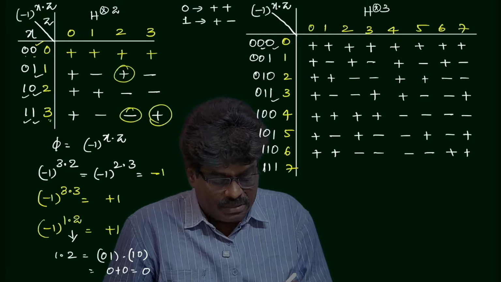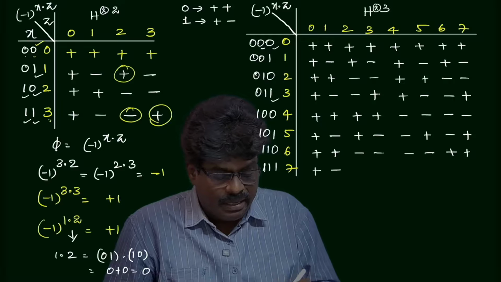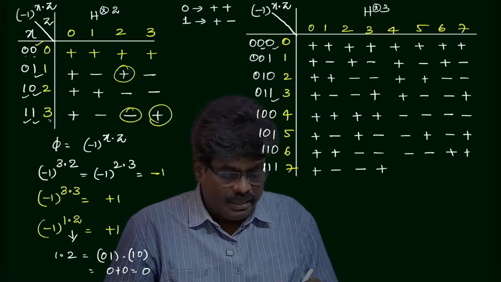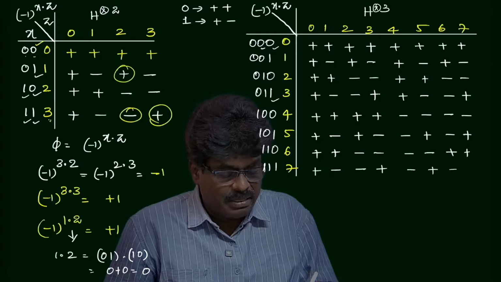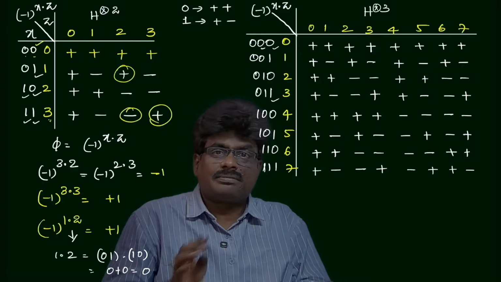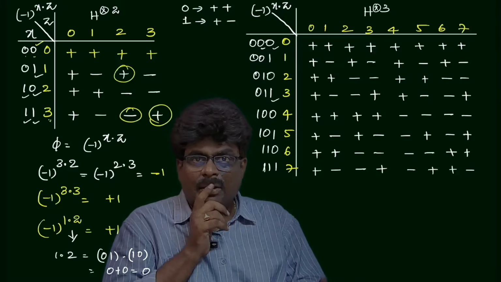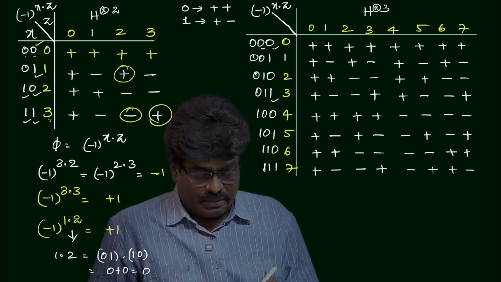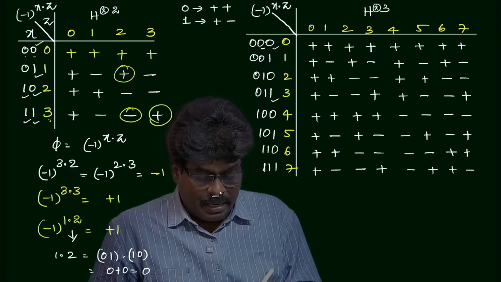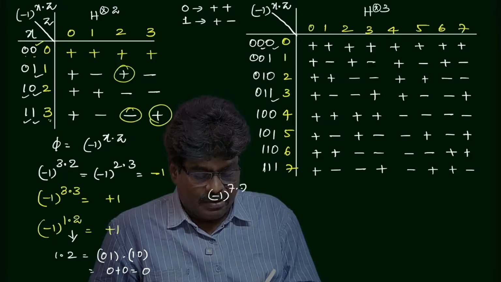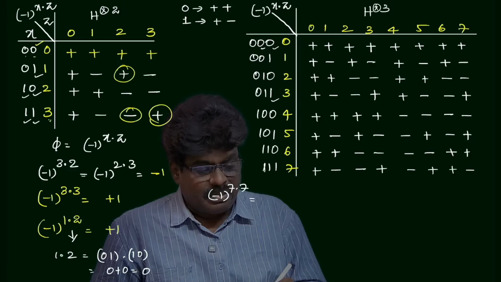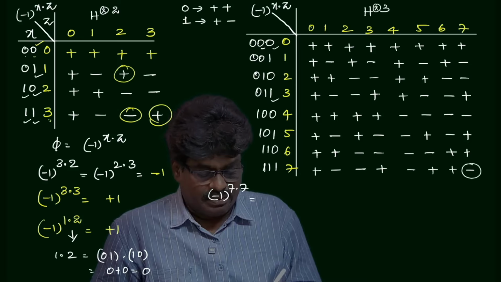Next here plus minus, again 1 minus plus, again 1 minus plus plus minus. Okay, so now let us check this minus 1 whole power 7.7. So 7.7 here it is a minus, so it's minus 1.